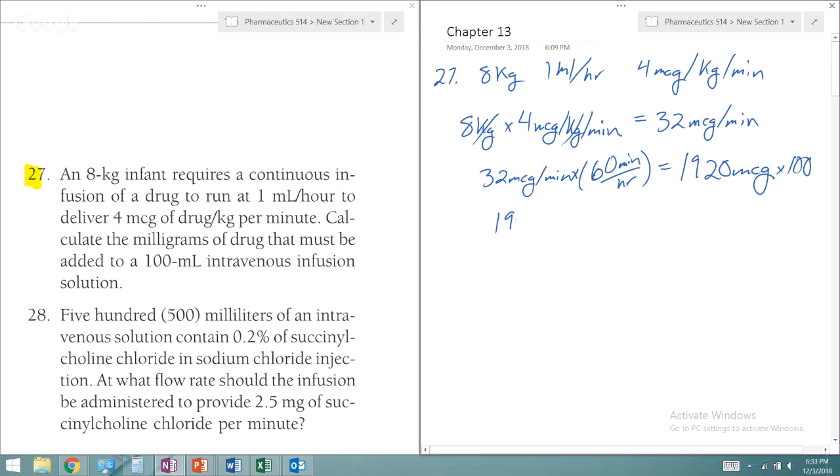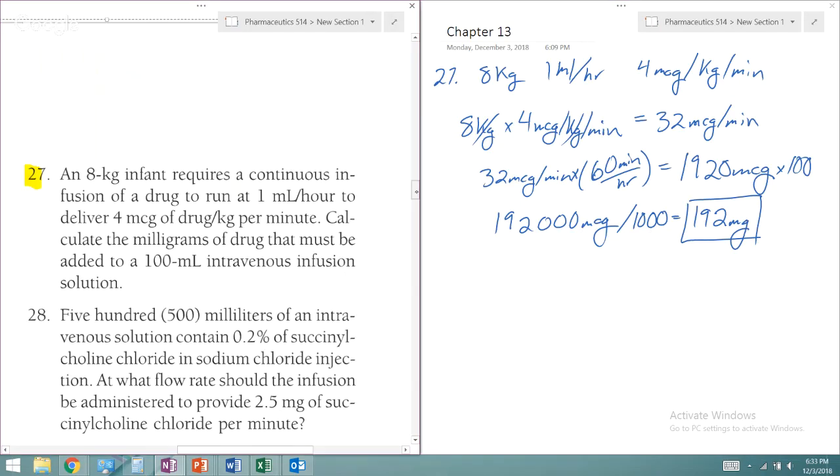And you find that is 2,000 micrograms. And they want to know how many milligrams. So you divide that by 1,000. And you find that is 192 milligrams that you need to add. All right, now our next problem is number 30.